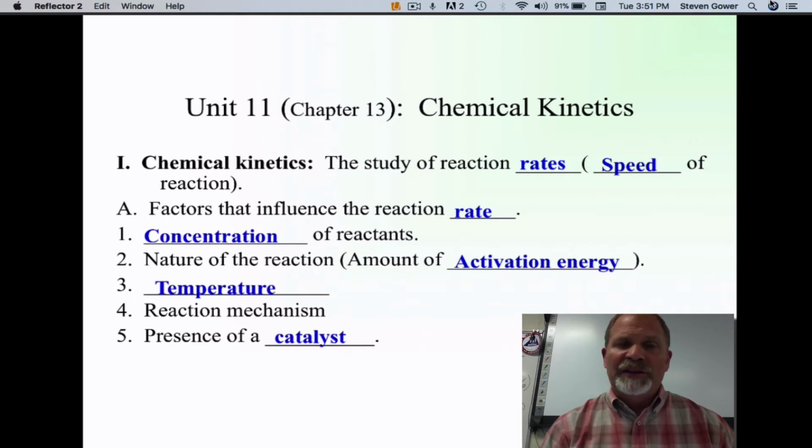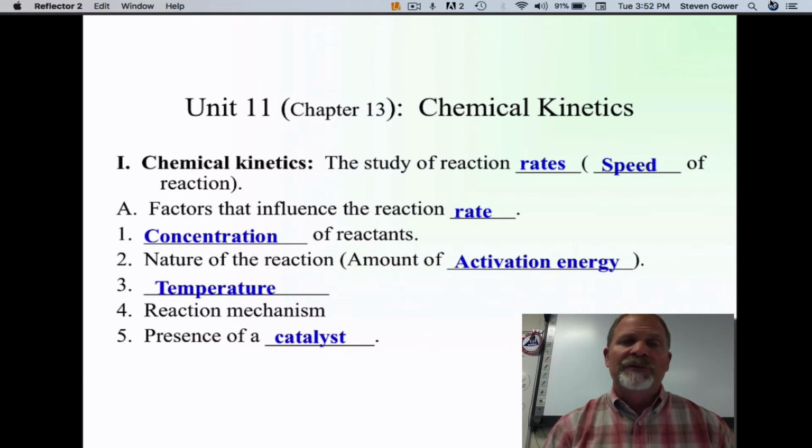Now, concentration. Concentration doesn't focus on either kinetic energy or collision geometry. All concentration does is, when we increase the concentration of reactants, we're just increasing the number of collisions. And the more collisions we have, the more successful collisions there will be. The nature of the reaction, we're talking about exothermic and endothermic. We'll take a look at them in just a second. And activation energy is the minimum energy necessary to initiate a chemical reaction. So to get over the hill.